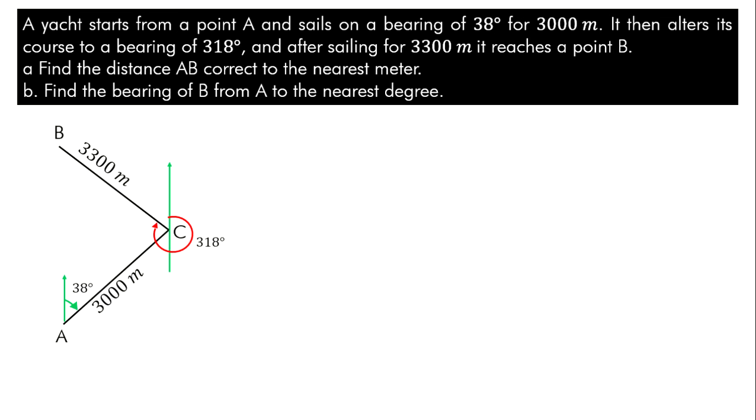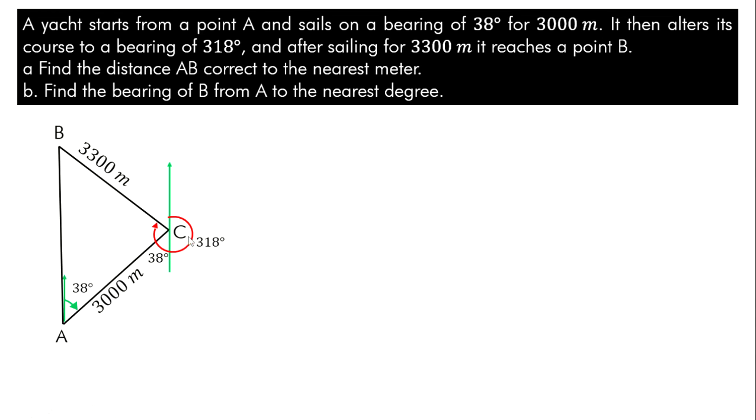Now, as you can see, we need to identify the distance between A and B. But before that, let's just explore this. Given that these are alternate interior angles, this one is 38 degrees. This one is 180 degrees. This is 38 degrees.